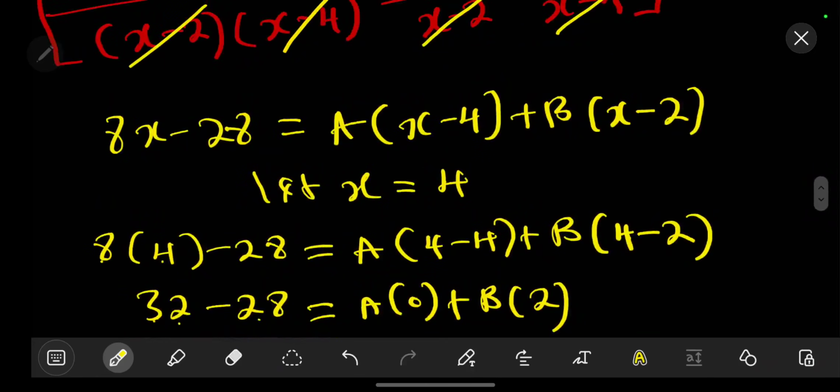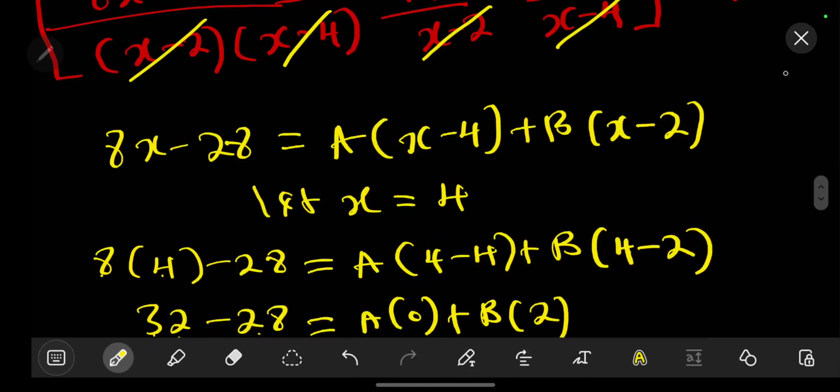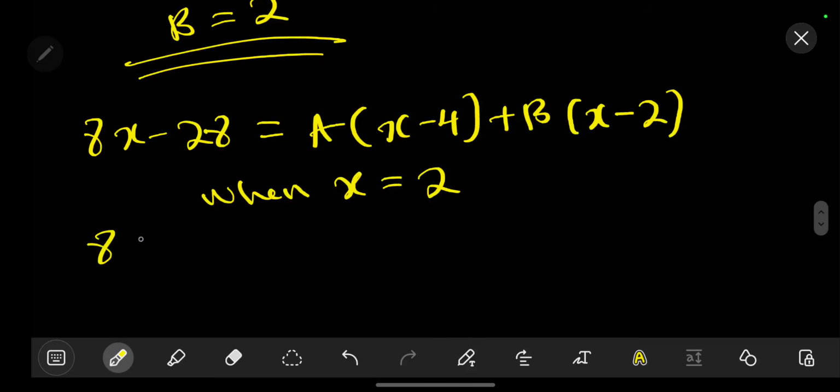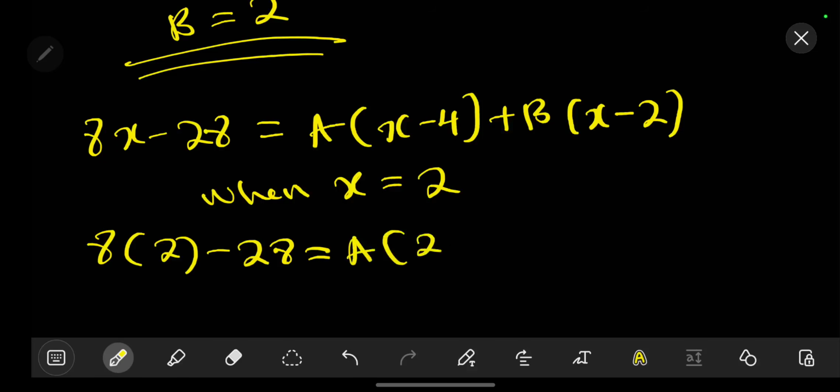Get the same equation again and replace another value. This time, when our x value is equal to positive 2, remember first we set x equal to 4, but this time equal to 2, so that 2 minus 2 is 0. So we have 8, where x is we put 2, minus 28, should be equal to a, where x is we put 2 minus 4, plus b, where x is we put 2 minus 2.